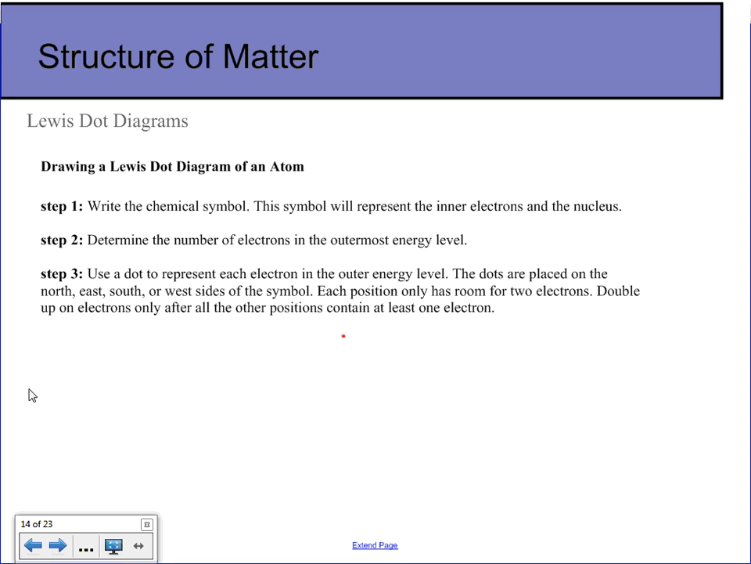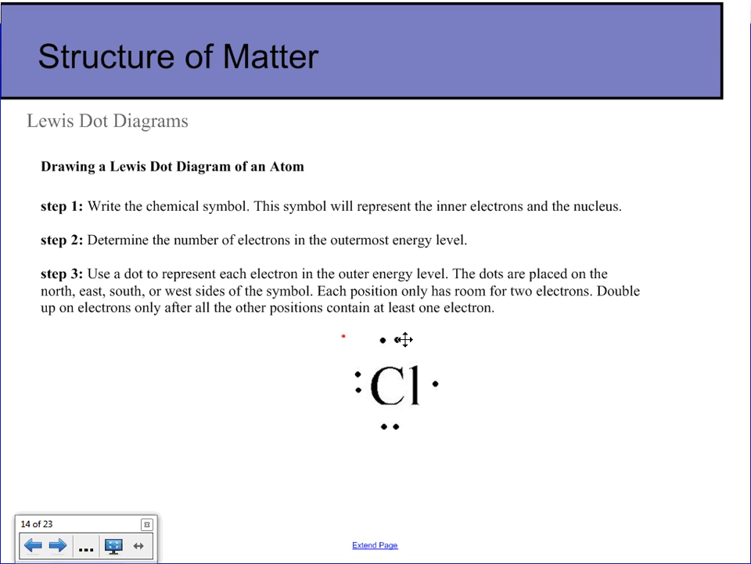For a Lewis dot diagram, first we need to write out the chemical symbol. This symbol will represent the inner electrons and the nucleus. Step 2, we need to determine the number of electrons in the outermost energy level. And step 3, we use a dot to represent each electron in the outer energy level. The dots are placed on the north, east, south, or west sides of the symbol. Each position has only room for 2 electrons. Double up electrons only after the other positions contain at least 1 electron. So for example, here we have chlorine, and it has 7 valence electrons.